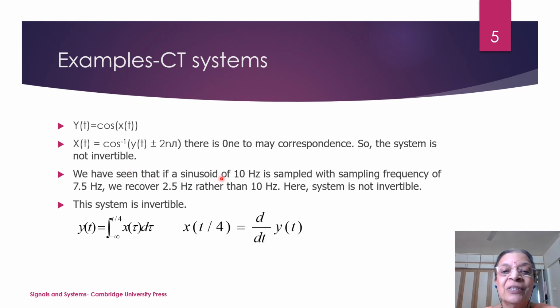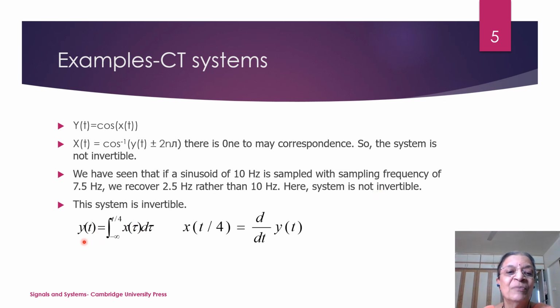We have seen that if a sinusoid of 10 hertz is sampled with the sampling frequency of 7.5 hertz, as we saw in the previous lectures, we recover it as 2.5 hertz because of the aliasing. So, in this case the system is not invertible. You understand that there is essentially the requirement that the system must be invertible. Otherwise, when we sample it and try to recover it back, if we recover it as something else, then it is of no use at all. So, the system will have to be invertible when you are sampling, right?